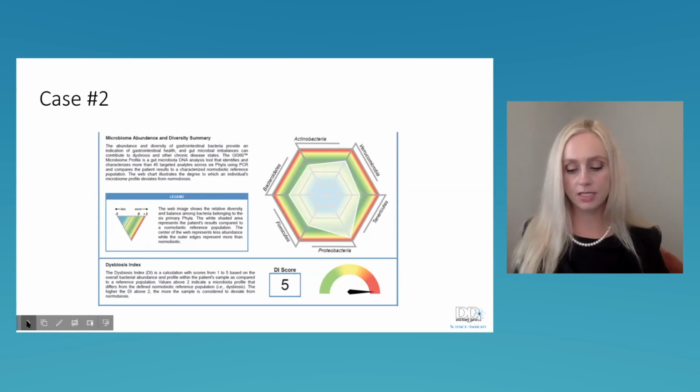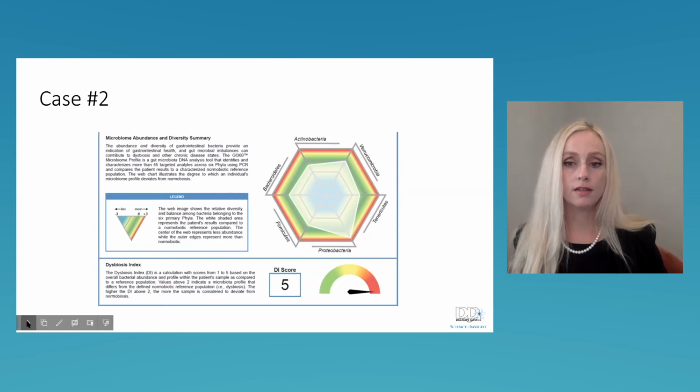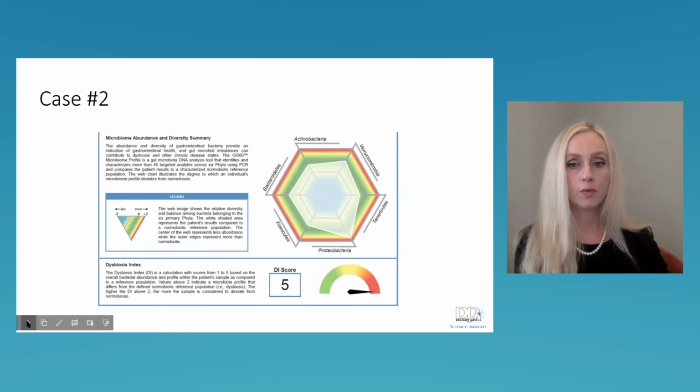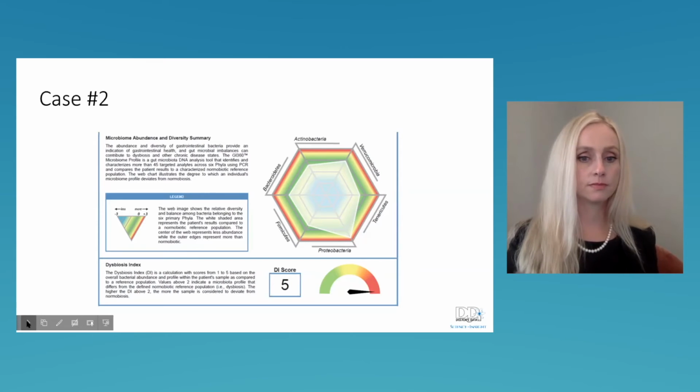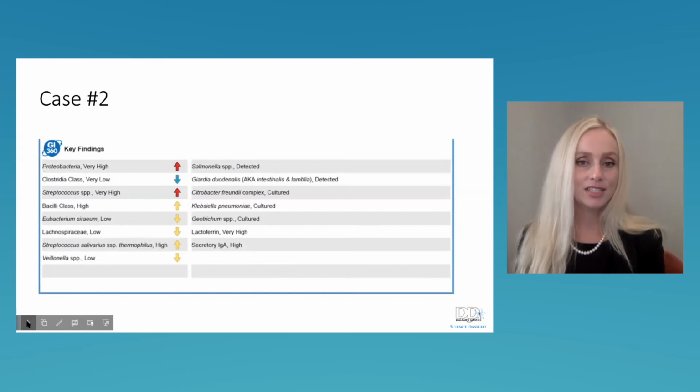The next piece of information we have here is the dysbiosis index score. Scores go from 1 to 5 again. 1 and 2 are a healthy, normal biotic gut, and then 3, 4, and 5 are dysbiotic. So here we see the patient does have a dysbiotic gut. We have a clue here, thinking that there's some inflammation with the proteobacteria. Let's look at the key findings here.